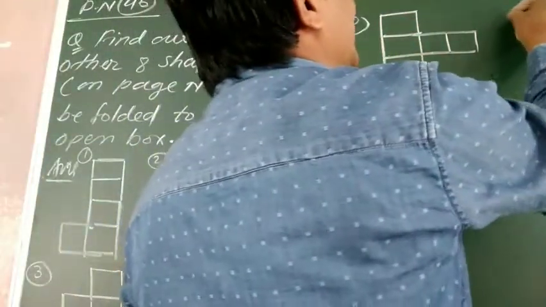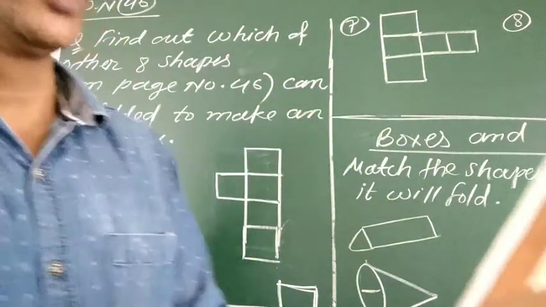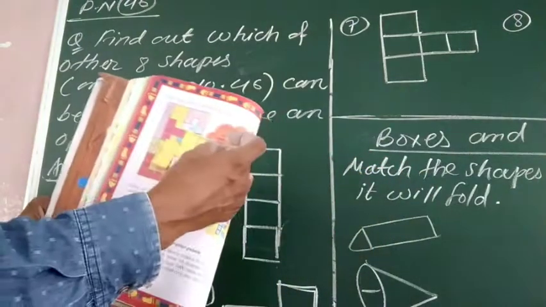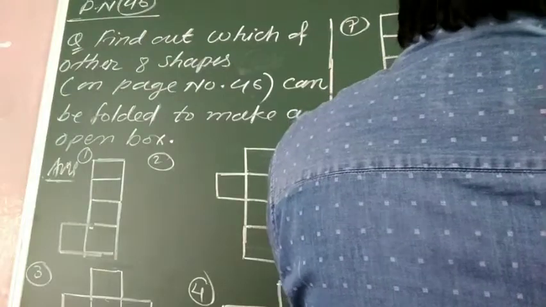Now the last one, 8. See, this is one shape and this shape is matching with your blue color shape in this picture here, page number 46. It is like this.